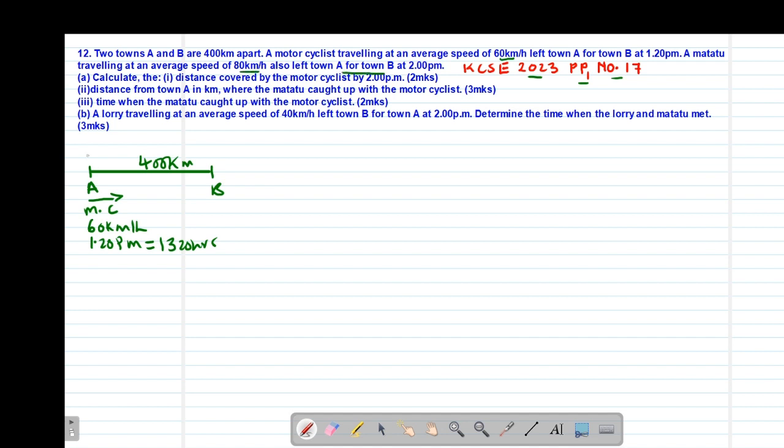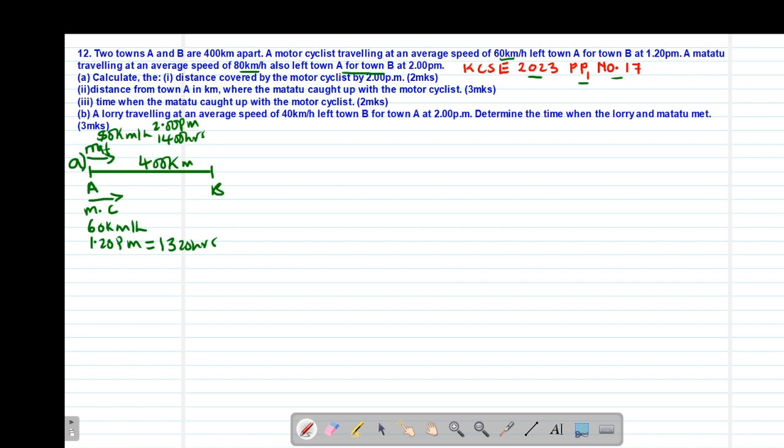A for B. So we also have a Matatu moving from A to B. So this is our Matatu, traveling at an average speed of 80. So the speed of the Matatu is 80 kilometers per hour. Also left town A for B at 2 p.m. So departure time for the Matatu is 2:00 p.m. In 24-hour clock system, this will be 14:00 hours. You simply add 12.